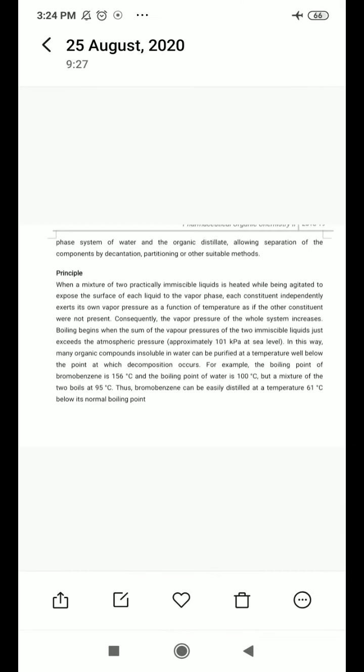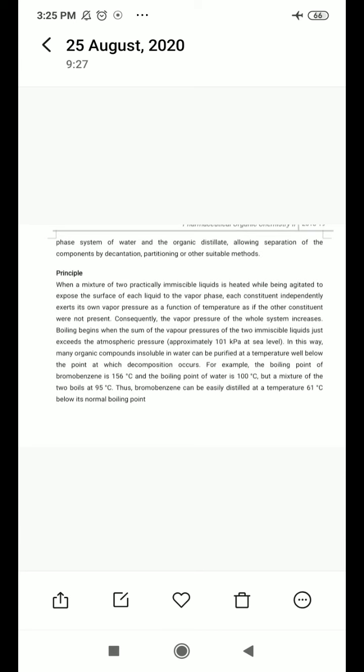Okay, principles: when a mixture of two practically immiscible liquids is heated while being agitated to expose the surface of each liquid to the vapor phase, each constituent independently exerts its own pressure as a function of temperature, as if the other constituent were not present. Okay, we have discussed this earlier, like Dalton's law: the total vapor pressure is nothing but the sum of the component vapor pressures. The vapor pressure of the whole system increases. Boiling begins when the sum of the vapor pressures of the two immiscible liquids just exceeds the atmospheric pressure, approximately 101 kilopascal at sea level.